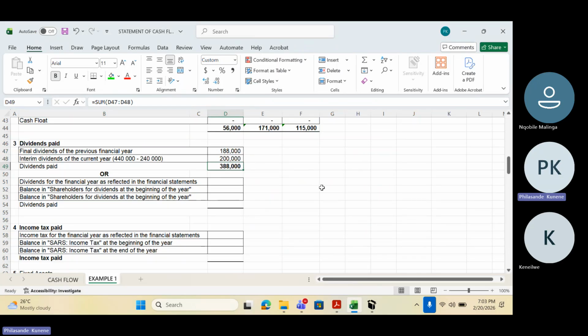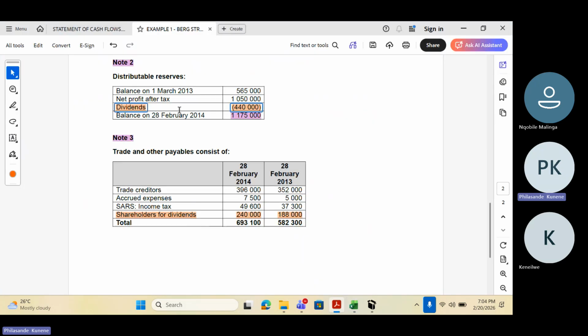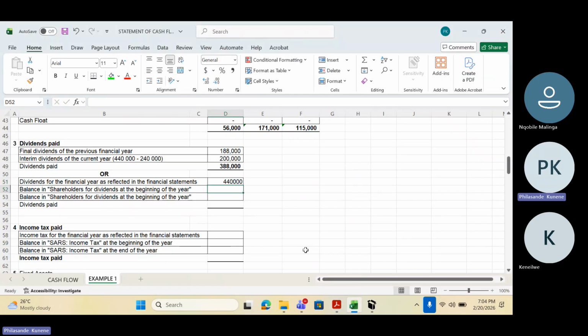Then we're getting the 388,000 rands. But there's another method here where it says dividends for the financial year as reflected in the financial statements. Now we're talking about the total, which is interim plus final. That is the 440,000 rands. So I'm going to take my 440,000 rands and I put it here.